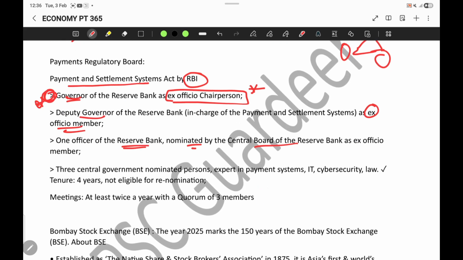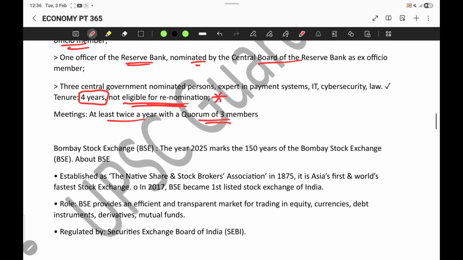If they ask, there are 3 central government nominated persons who are experts. And what is the tenure? Yes, the tenure is important. The tenure is 4 years. And lastly, this is very important: they are not eligible for renomination. Reappointment is not possible for Payments Regulatory Board directors. The board meets at least twice a year, and the quorum is 3 members.